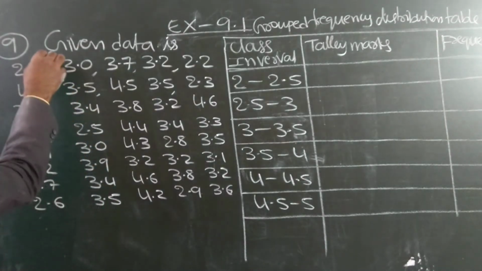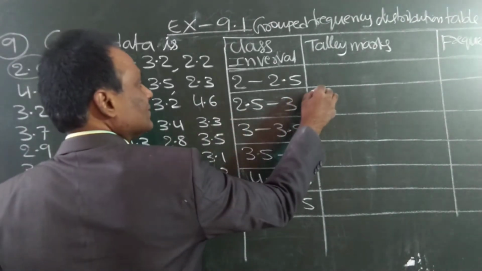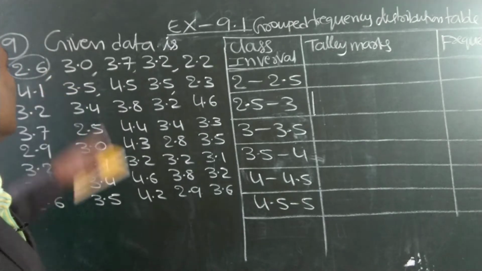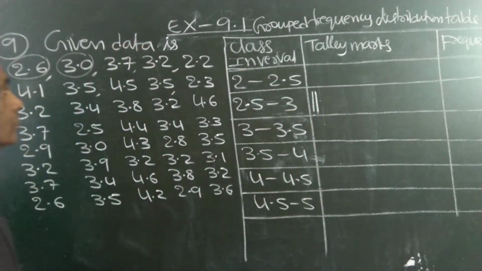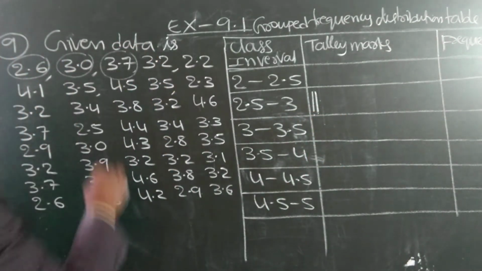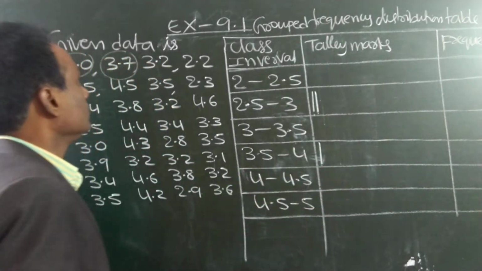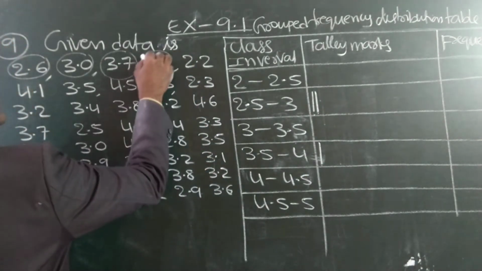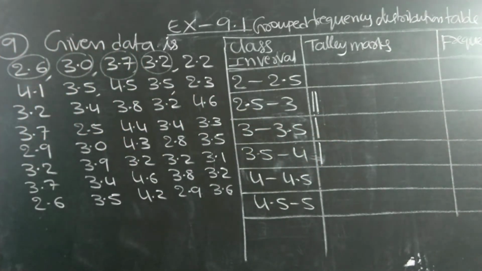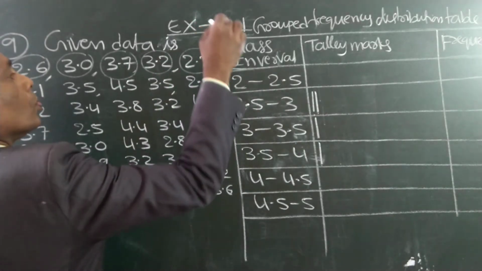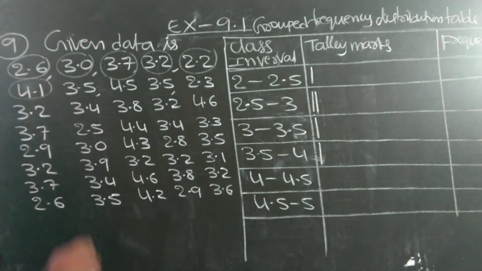Now you start. 2.6. Where? 2.6 is here. 3. 3.7. 3.7 is here. 3.2. 2.2. 4.1.